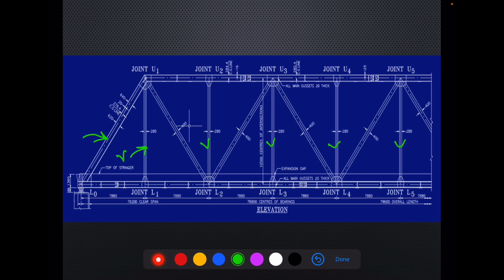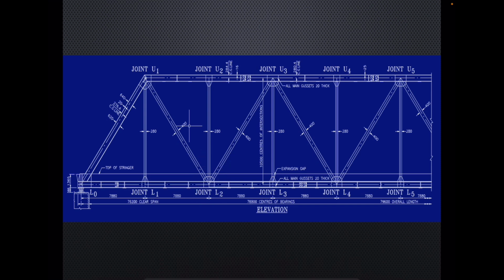Then we have diagonals. These are diagonals. And as you can see, at these joints, two diagonals, one vertical, and two bottom chord members are getting connected with the help of a gusset plate. So this is the basic arrangement of a truss of a typical open web girder.